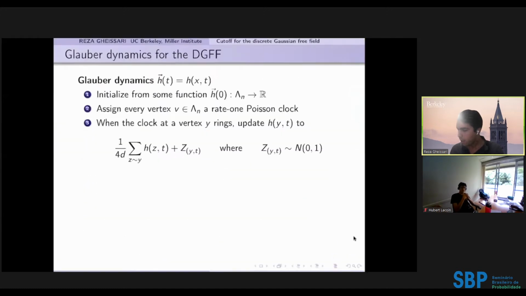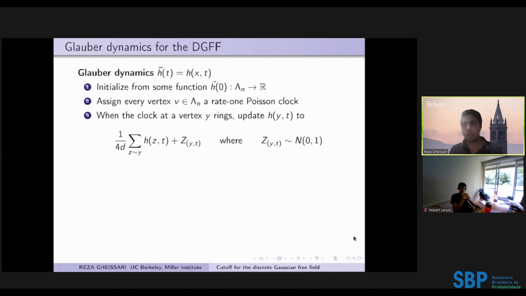And what we're interested in is some form of dynamics for this model whose stationary measure is the distribution itself. So a natural choice of this is what's called the Glauber dynamics. For me, the Glauber dynamics for the free field is going to be the following process, and we're working in continuous time. So it's a continuous time Markov process over these height functions that always have boundary data 0, where I initialize from some initial profile h_0, and then I assign each vertex v in Lambda_n a rate 1 Poisson clock.